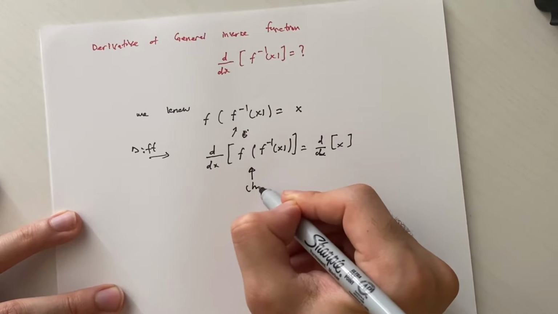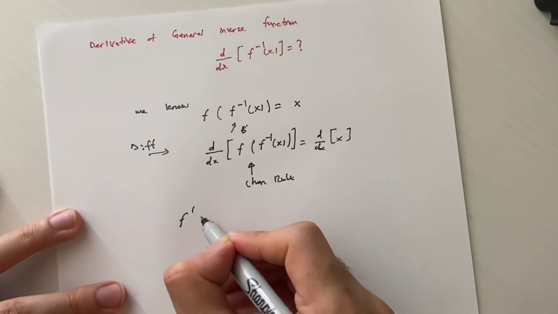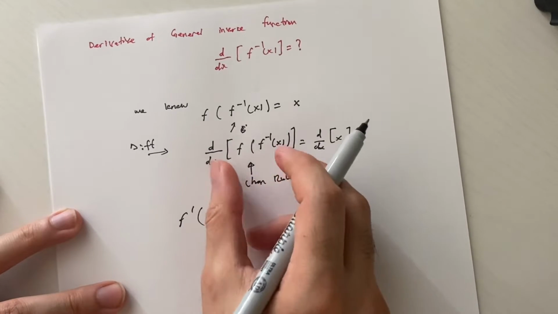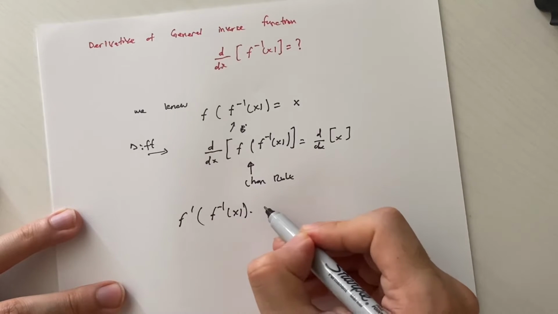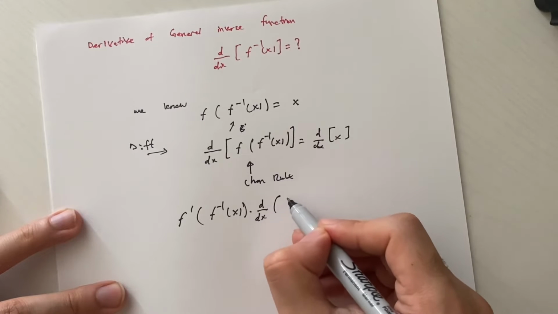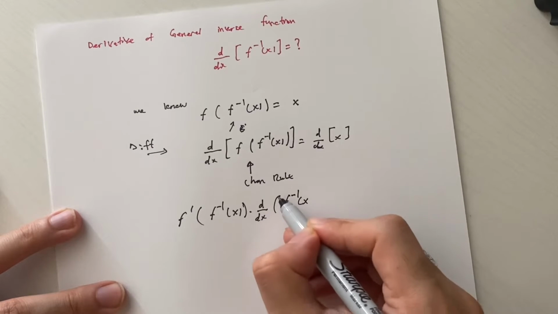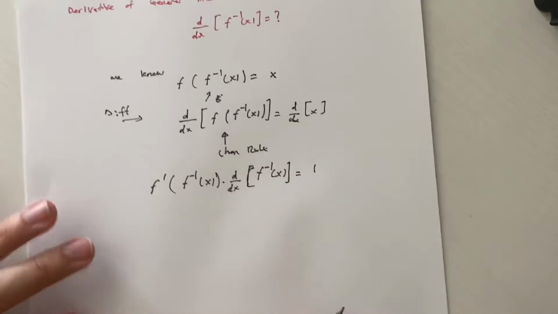Here again we're going to use the chain rule, so the derivative of the outside is going to be f prime of f inverse of x, and then multiply by the derivative of the inside, which is the derivative of f inverse of x, and then the derivative of x is just 1.